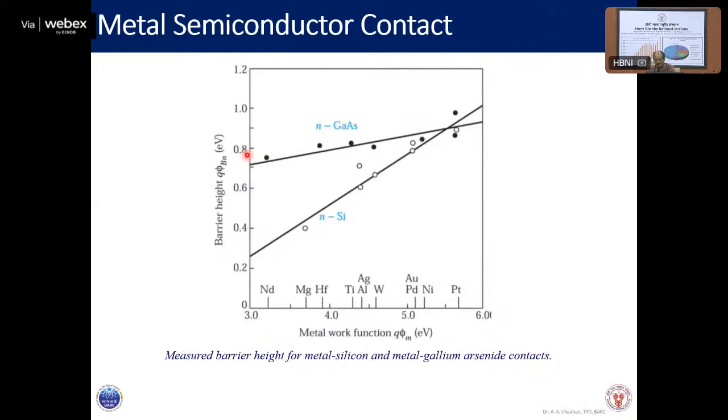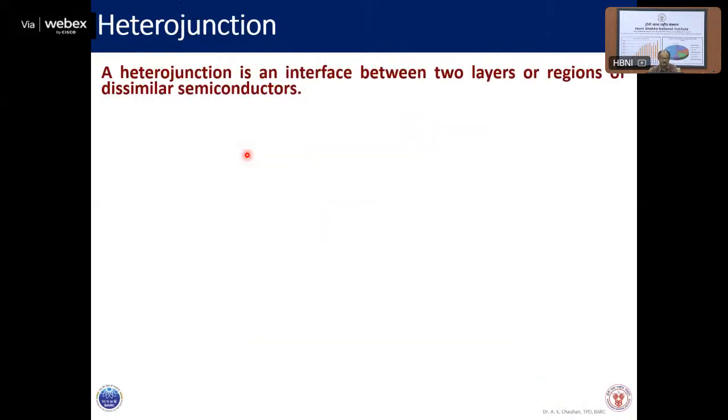If electrons are moving from right to left, they will not face any barrier. However, when the electrons are moving from left to right, they will face a lot of barrier and they will not move. So it will not allow the electrons to move in one direction, and it will allow the electrons to move easily from the other side, and this is called the rectifying behavior.